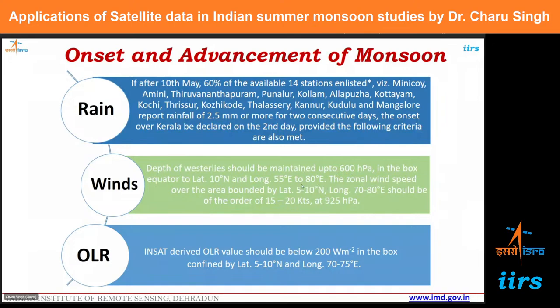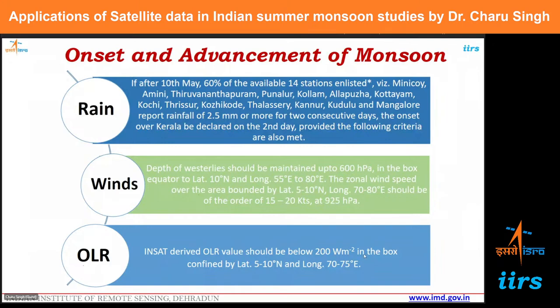So the zonal wind speed over the area bounded by latitude 5 to 10 degree north and longitude 70 to 80 degree east should be of the order of 15 to 20 knots at 925 hectopascal. So we should observe very strong winds, and the depth of the westerlies should be maintained up to 600 hectopascal.